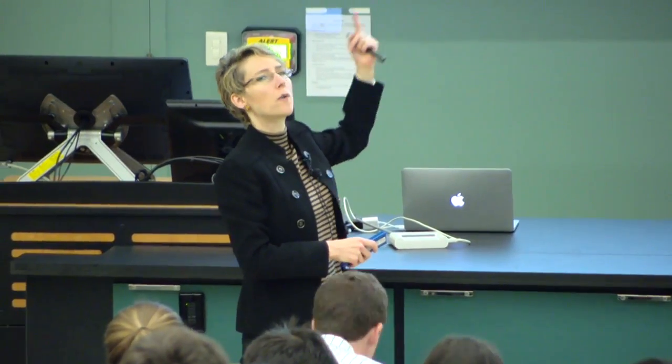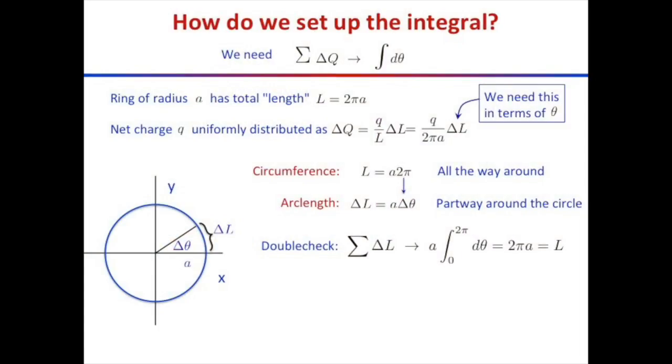And then when we go all the way around the entire circle, I better get the entire length of the circle, OK? So for a circle of radius A, what's the entire length around that circle? What's its circumference if the radius is A? 2 pi A. So I'm going to use the fact that that's 2 pi A to help me make sure I set up this integral correctly. So the ring of radius A has a total length, a circumference, of L equals 2 pi A.